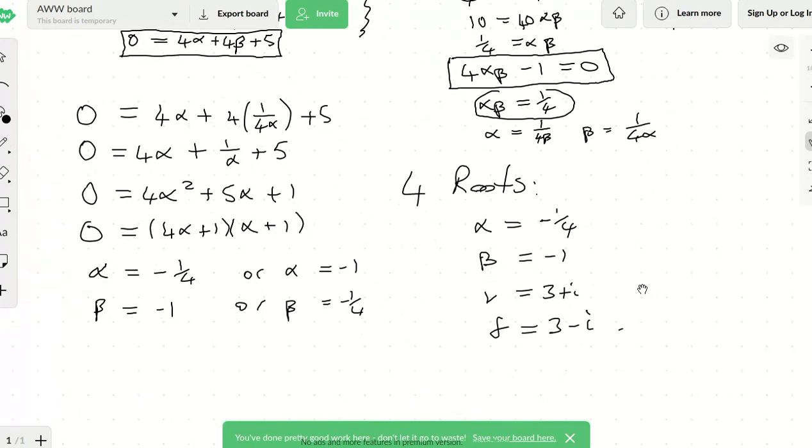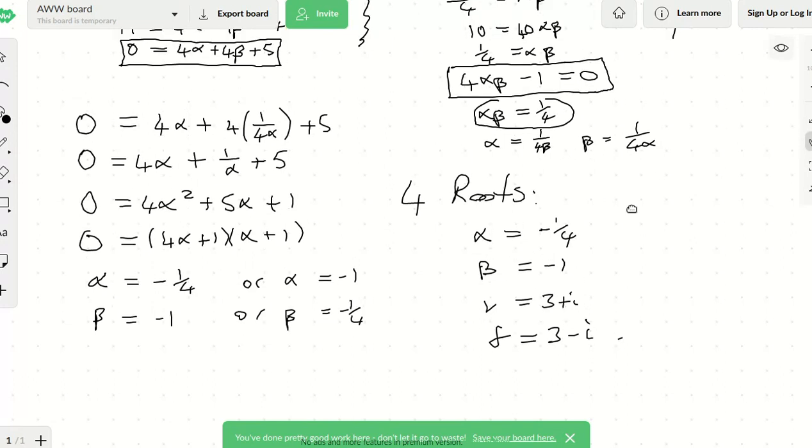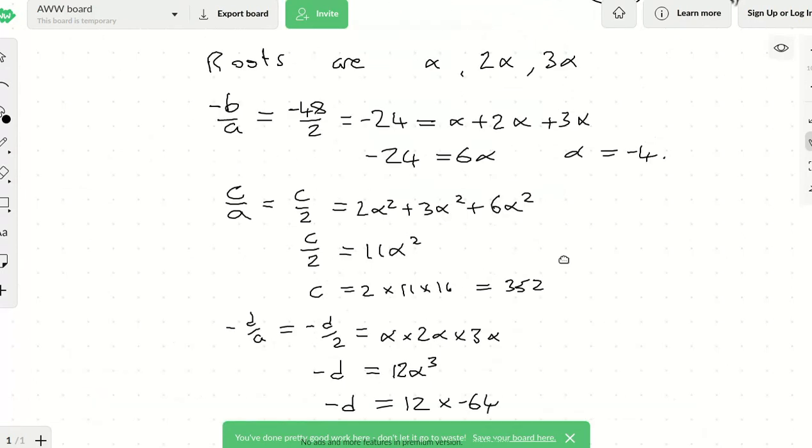The other way we could do it, of course, is we could just use these four roots and write it as, you know, Z, are you using x in this example? I think they're using x. x plus a quarter in one bracket, x plus 1 in another bracket, x minus open brackets 3 plus i, and x minus open brackets 3 minus i. And I can multiply that all out and eventually get it in the form. I'm going to use the new rules because that's what we're using at the moment.